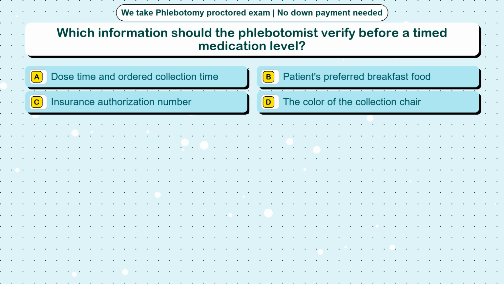Question 79. Which information should the phlebotomist verify before a timed medication level? Option A. Dose time and ordered collection time. Option B. Patient's preferred breakfast food. Option C. Insurance authorization number. Option D. The color of the collection chair.